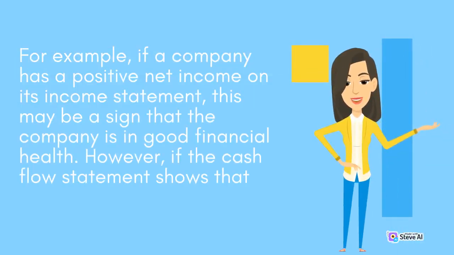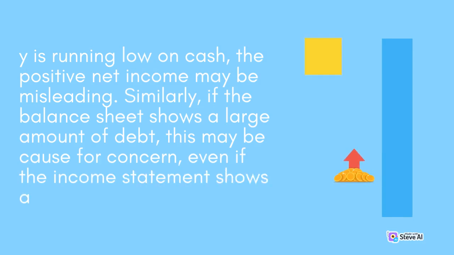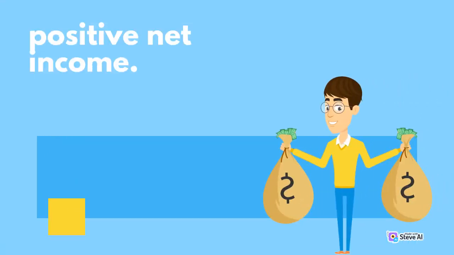For example, if a company has a positive net income on its income statement, this may be a sign that the company is in good financial health. However, if the cash flow statement shows that the company is running low on cash, the positive net income may be misleading. Similarly, if the balance sheet shows a large amount of debt, this may be cause for concern, even if the income statement shows a positive net income.